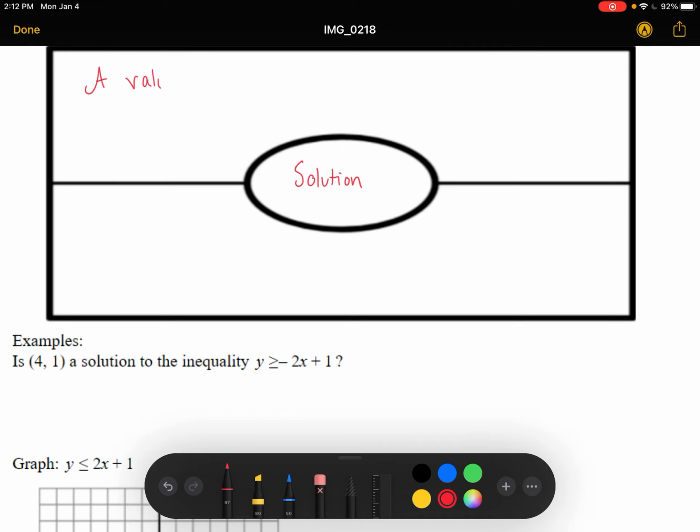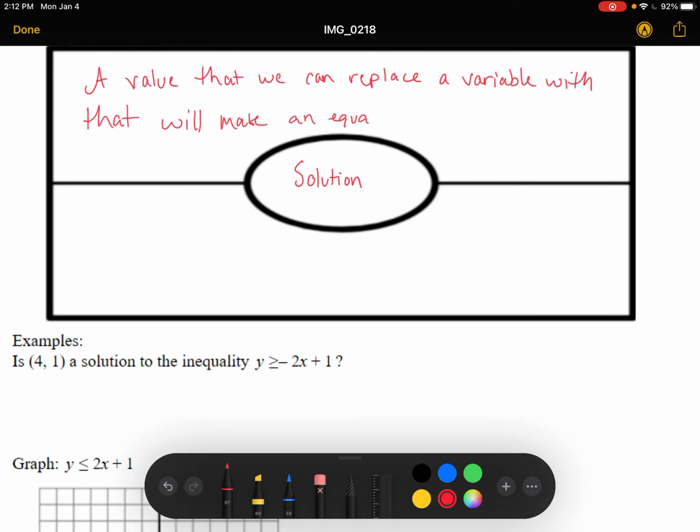It's a value that we can replace a variable with that will make an equation true. I should say equation or inequality true. So if we're thinking about something, let's take a simple one like x is less than 4.